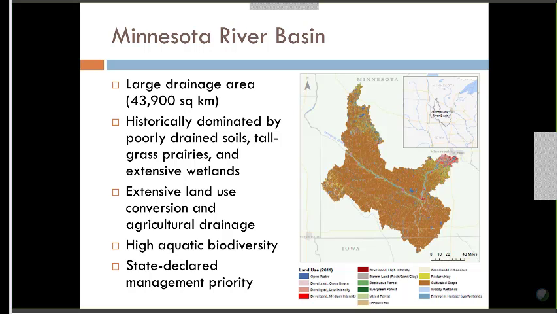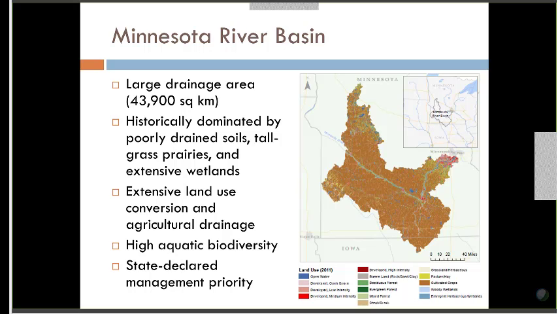For those that aren't familiar, the Minnesota River Basin is an enormous place. It's almost 44,000 square kilometers, and it used to be a poorly drained area with lots and lots of wetlands. As a result of ditching and other land use changes, there's now 75% row crop agriculture in the basin, and there have been enormous changes to the ecosystem. More than 85% of wetlands have been lost, and all of the streams show a large increase in discharge on the whole. But this is an incredibly important basin.